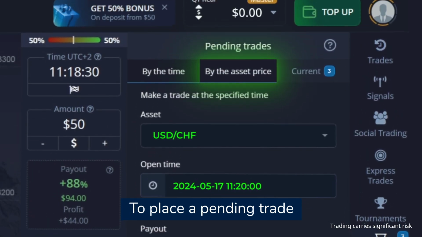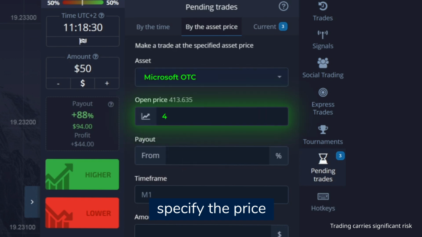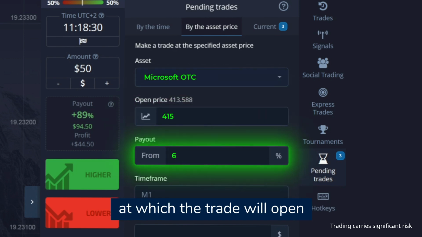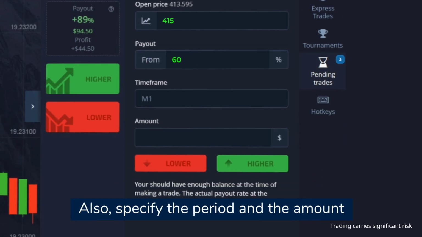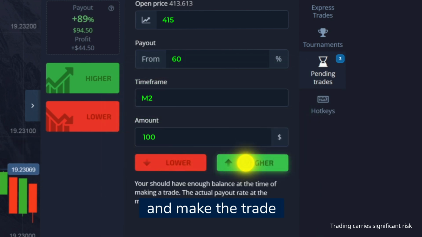To place a pending trade at the price of an asset, select the asset, specify the price and payout percentage at which the trade will open. Also, specify the period and the amount, and make the trade.